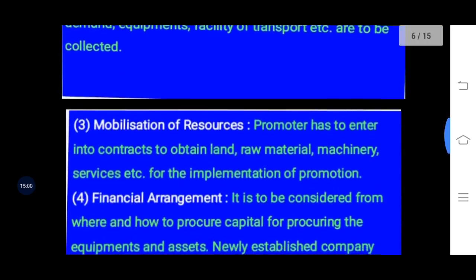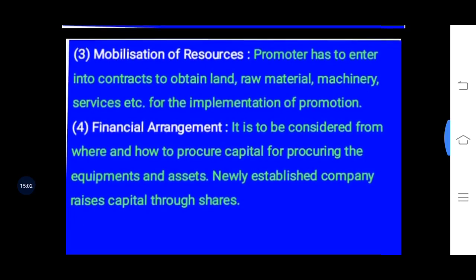Now after investigation, they will see the mobilization of resources. They have investigated what kind of resources will be needed. Now whether those resources will be available at a particular location, and whether they will be available at cheaper cost, because the ultimate objective of a company is to earn profit. So they can earn profit by keeping cost under control. So it is necessary to see whether all the resources which are needed will be available at cheaper cost or not.